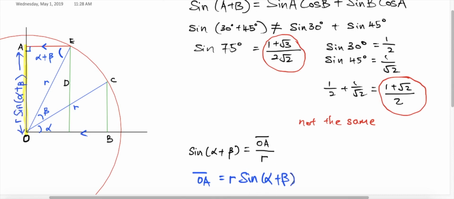Maybe this is one of the important things to do. If I were to drop a perpendicular line from this point E to the OC length, make sure they are perpendicular. You may use a set square to draw this line perpendicular to here, and then draw a line from here to here.